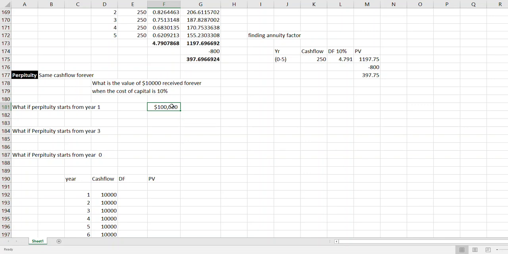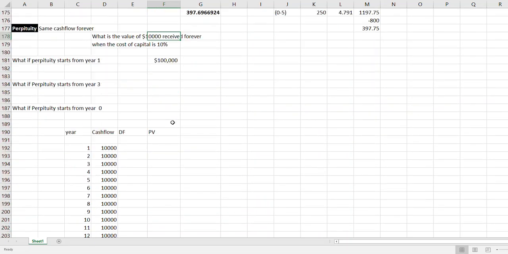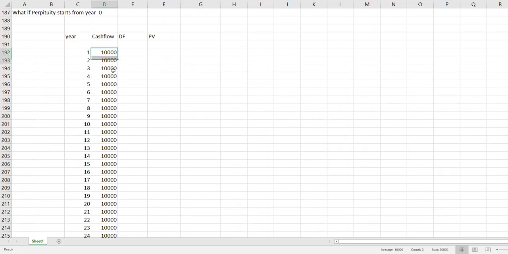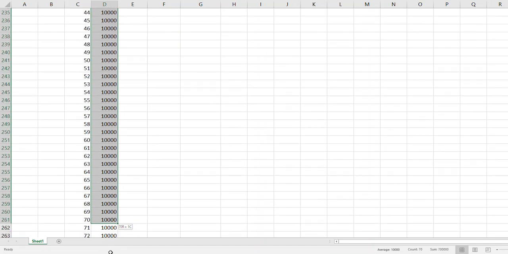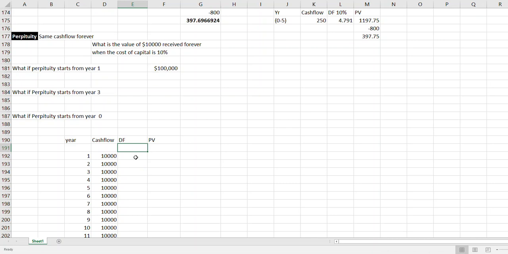You might think it is a very little amount because we are receiving 10,000 every year forever. Let me do a little calculation here. Let's say we receive 10,000 forever. I've done about 100 years. And we have a discount factor of 10%. So 1 divided by 1.10 power year.